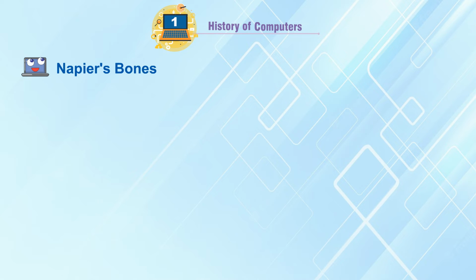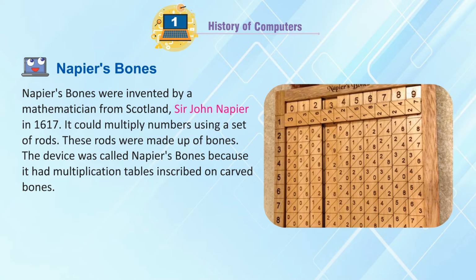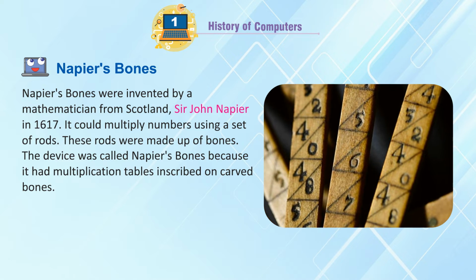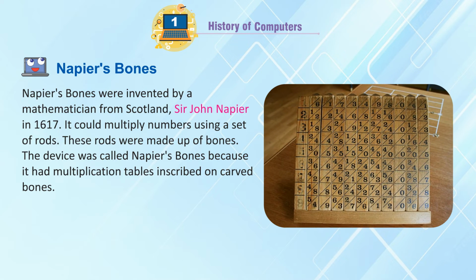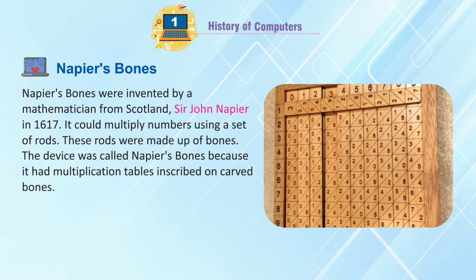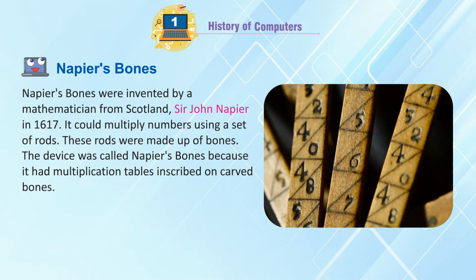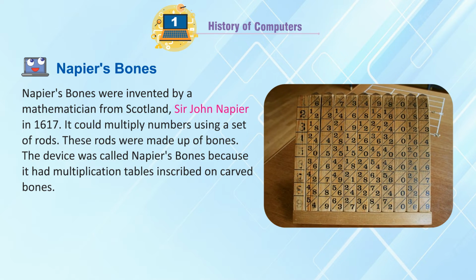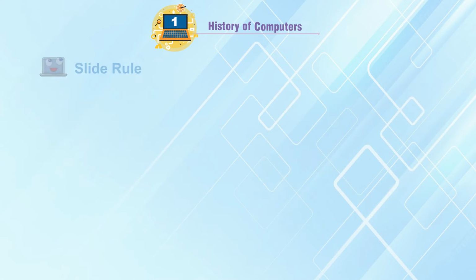Napier's bones. Napier's bones were invented by a mathematician from Scotland, Sir John Napier, in 1617. It could multiply numbers using a set of rods. These rods were made up of bones. The device was called Napier's bones because it had multiplication tables inscribed on carved bones.